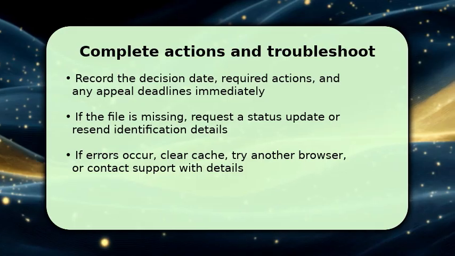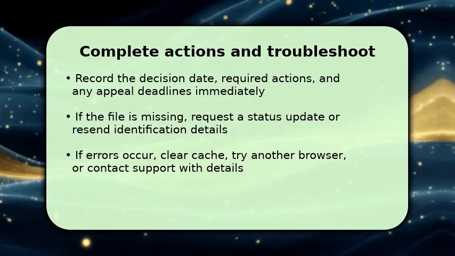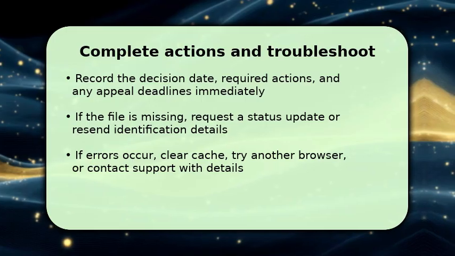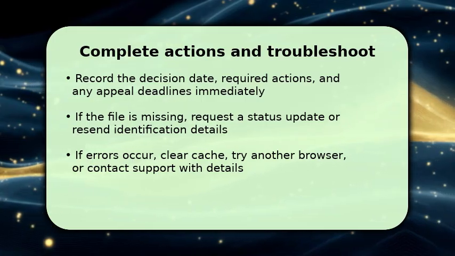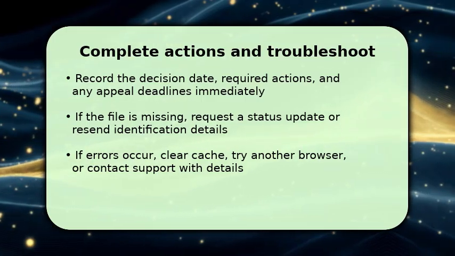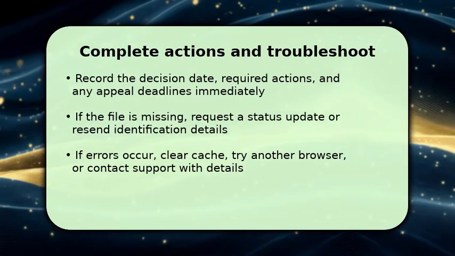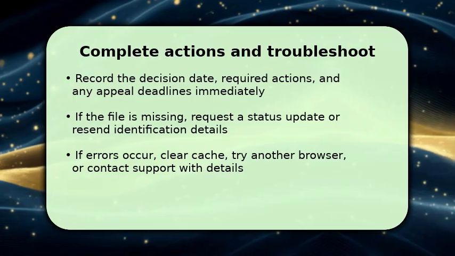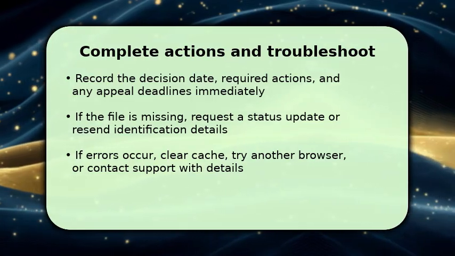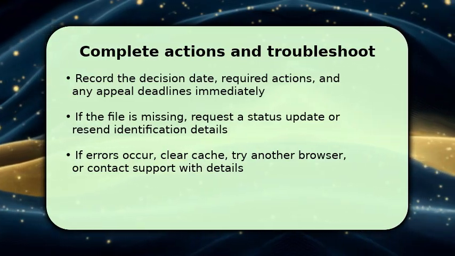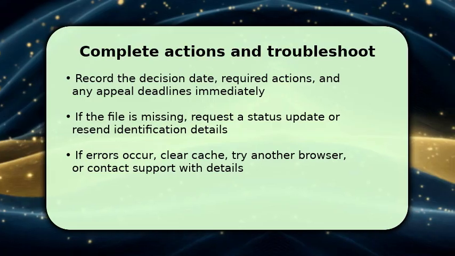If you can't find the decision, request a status update via the portal or resend identification details as instructed, because missing files are often clerical. If the site shows errors, clear your cache, try another browser, or repeat login on a different device. If problems persist, contact Ofpra support with your dossier number and screenshots for faster resolution.